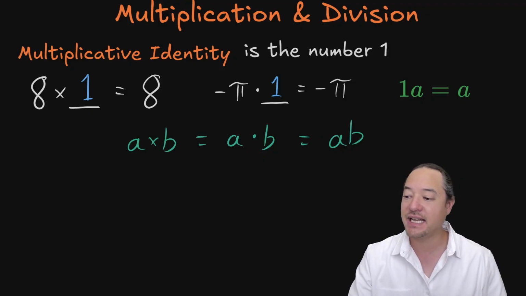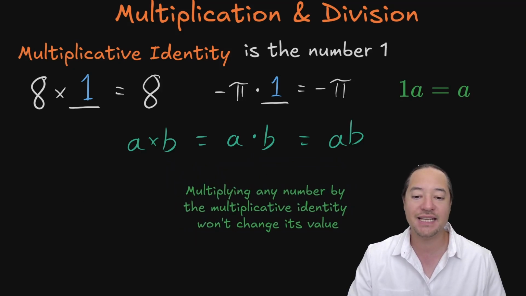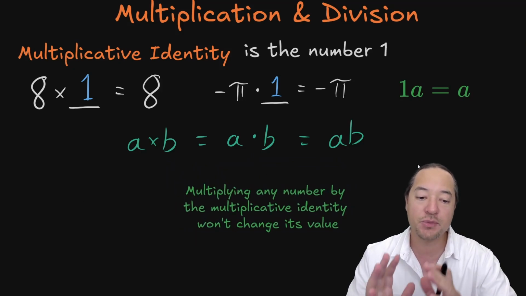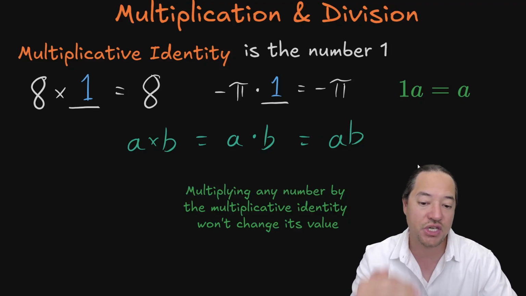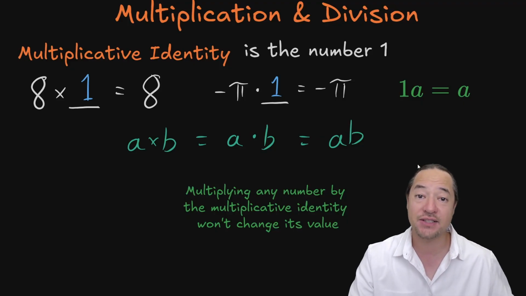So this is the idea of a multiplicative identity, and put briefly, it's the concept that you can multiply any number by the multiplicative identity, and that won't change its original value. Okay, let's move on to the next concept now.